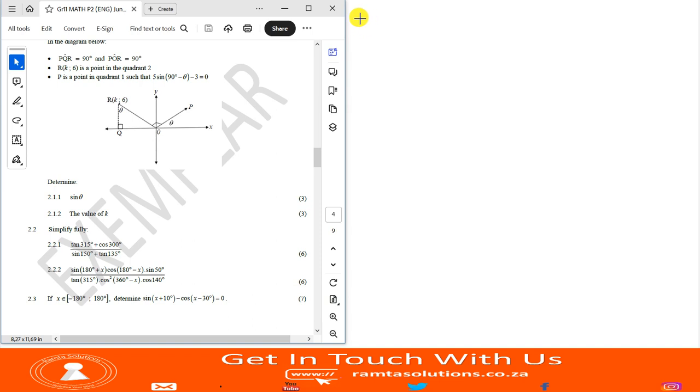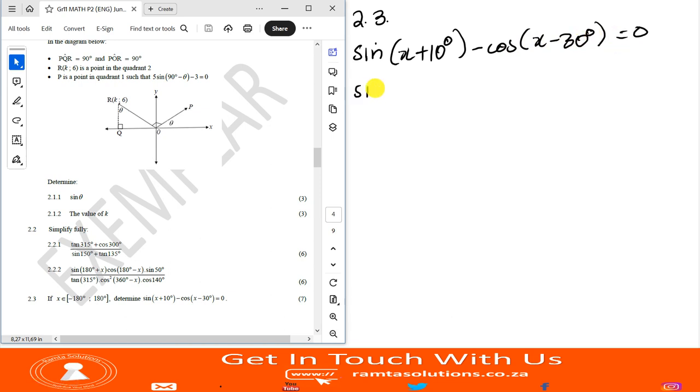Now 2.3 are my favorite. 2.3, I'm sorry guys, but this is my favorite. 2.3 says determine if x is an element of negative 180 degrees included to 180 degrees included. Determine sine x plus 10 degrees. You see, whenever I see correlations, oh man, I get super excited. Right? So this will then become sine x plus 10 degrees equals cos x minus 30 degrees, of course.